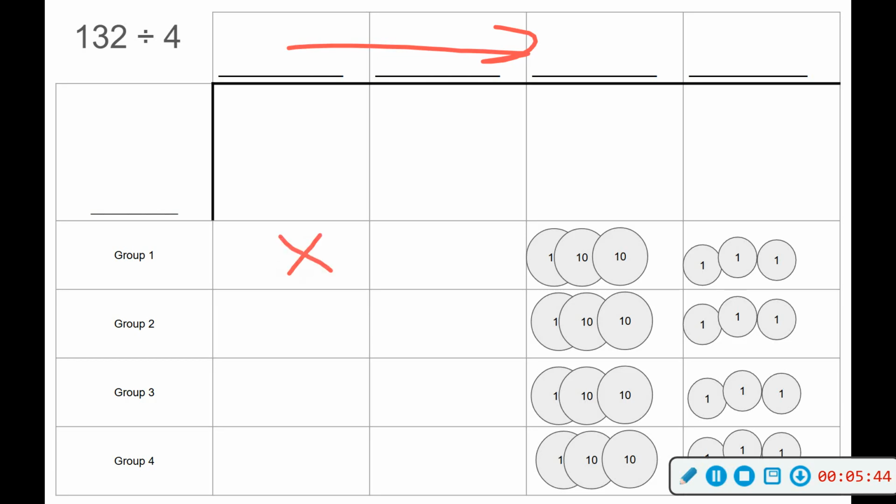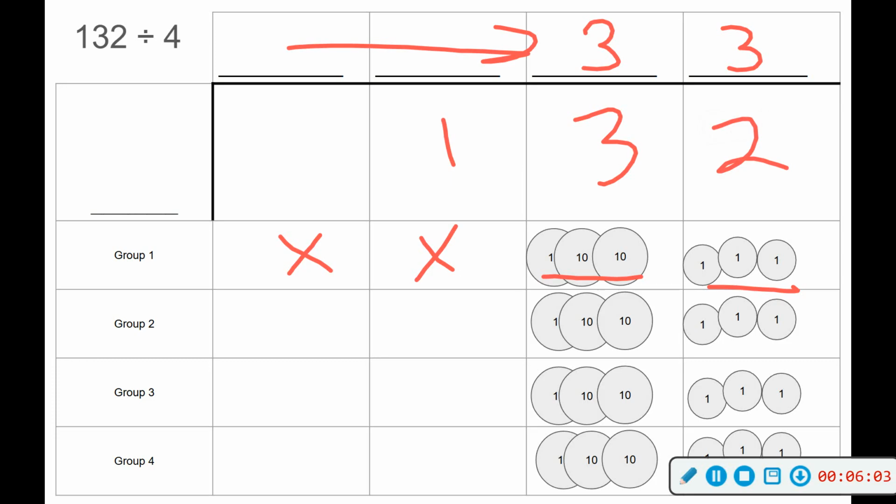I don't have any thousands, and I don't have any hundreds, which means my answer is going to be in the tens. How many tens? I have 3 tens, and I have 3 ones. Therefore, how many is in each group? 33. So what is 132 pieces divided into 4 groups? I will have 33 in each of those groups. That 132 is split up into 4 groups with 33 in each of those groups.